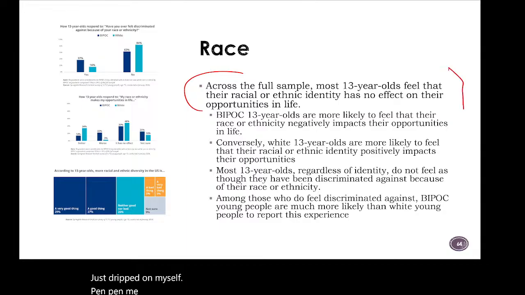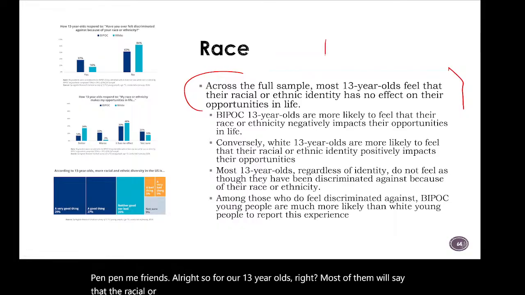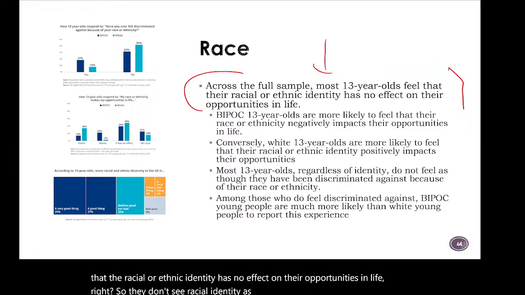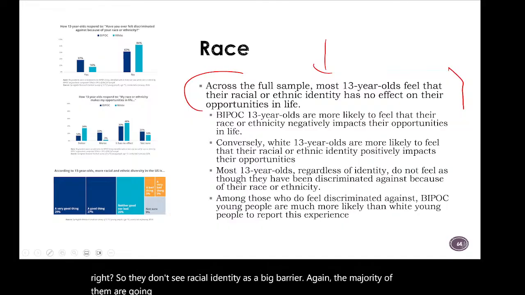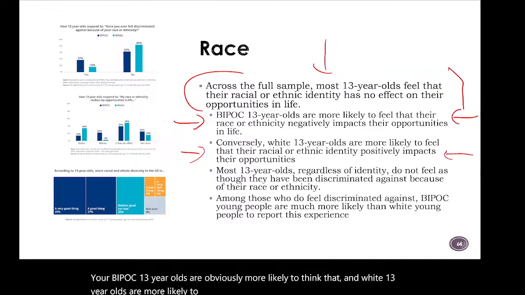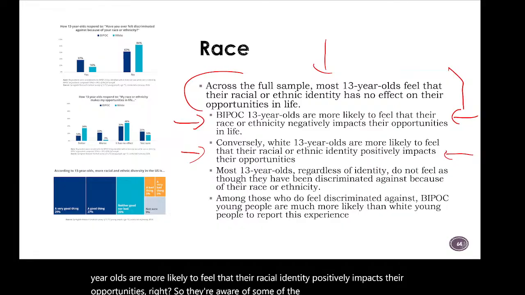So for our 13-year-olds, most of them will say that their racial or ethnic identity has no effect on their opportunities in life. So they don't see racial identity as a big barrier. Again, the majority of them are going to be white, so that plays a role as well. Your BIPOC 13-year-olds are obviously more likely to think that, and white 13-year-olds are more likely to feel that their racial identity positively impacts their opportunities. So they're aware of some of the racial dynamics of American society.